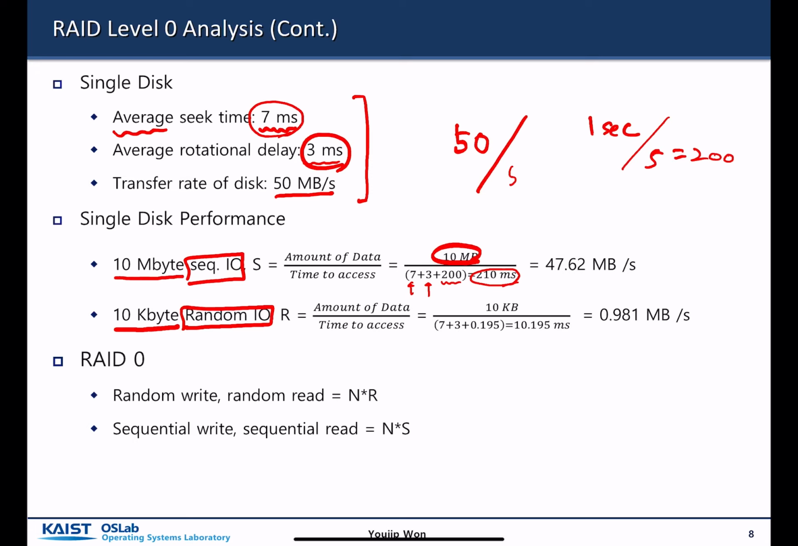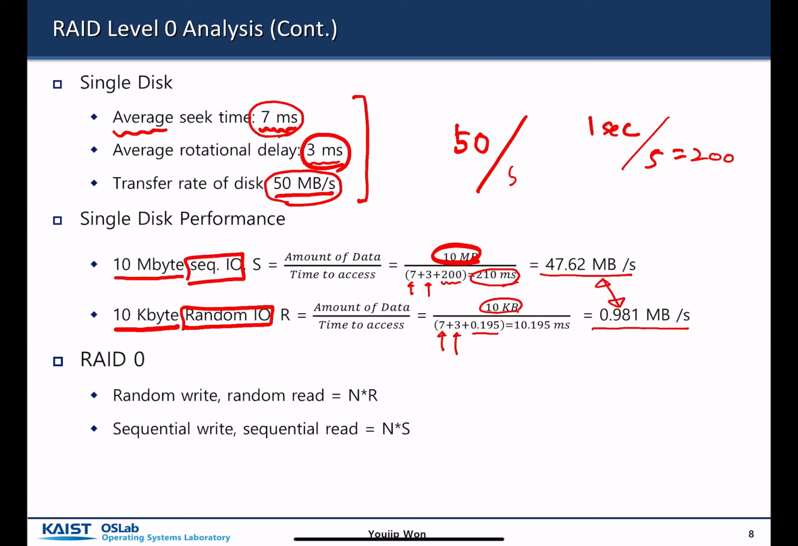For random read, the situation is entirely different. The amount of data is 10 kilobytes, and the positioning time remains the same, 7 plus 3, which is seek time and rotational delay. However, it takes 0.195 milliseconds to read 10 kilobytes. This is derived from the 50 megabytes per second transfer rate. If you compute this, then random read or random write renders 0.98 megabytes per second. So there's a dramatic difference between sequential I/O bandwidth and random I/O bandwidth.